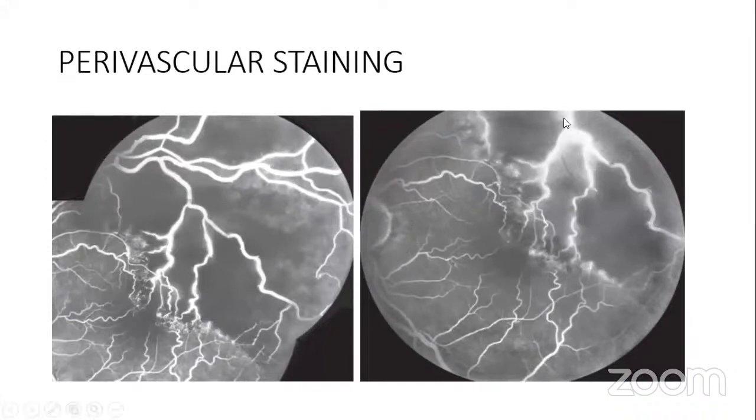See this one here. See how shiny it is here. Is the dye. Compare this to this vessel here, or this vessel here. This is shiny. This is staining of the vessel itself.